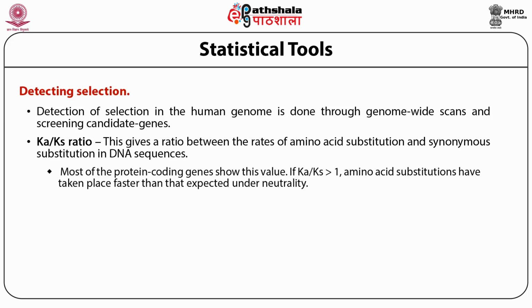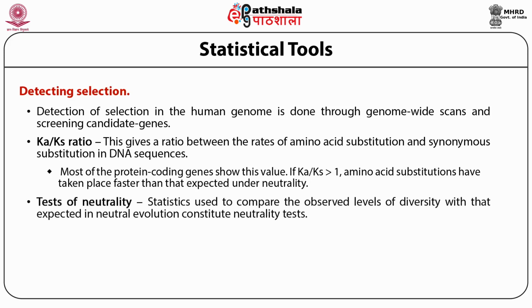Most of the protein coding genes show this value. If Ka/Ks is more than 1, amino acid substitutions have taken place faster than that expected under neutrality. This implies the favorable nature of the substitution.